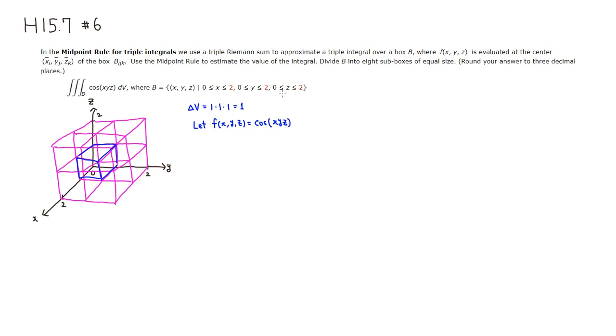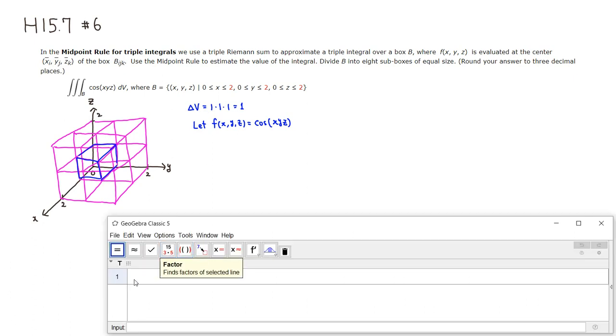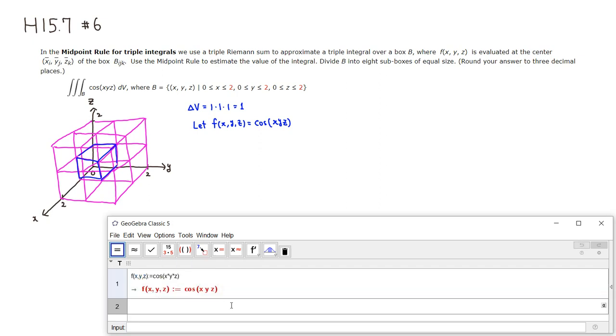Actually, I'm going to use GeoGebra, so hold on a sec. All right, I opened up GeoGebra. I'm going to define f of x, y, z, colon equal, cosine of x times y times z. Hit enter, and we got that.